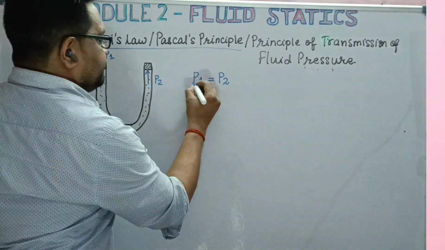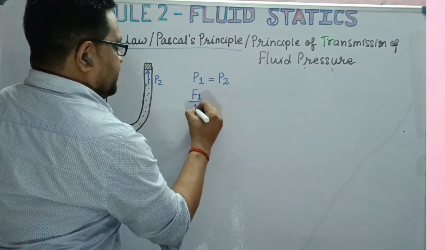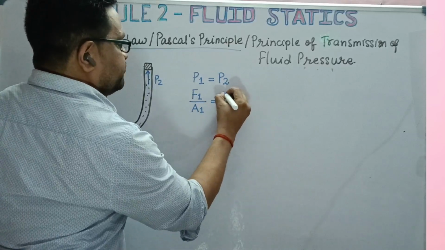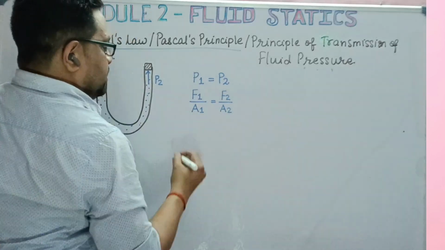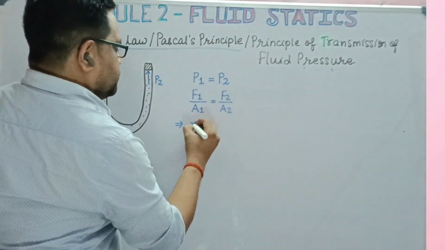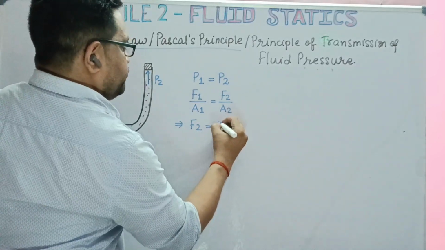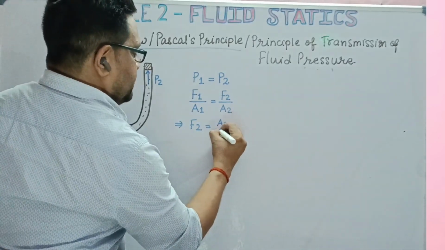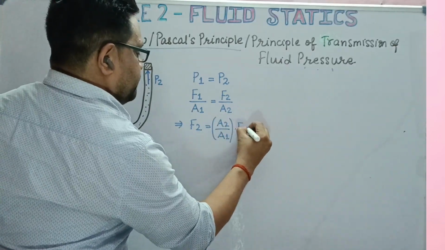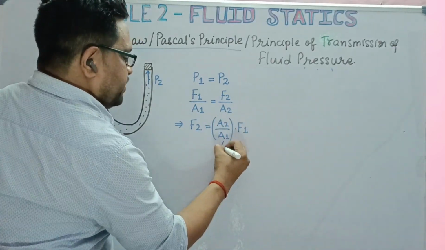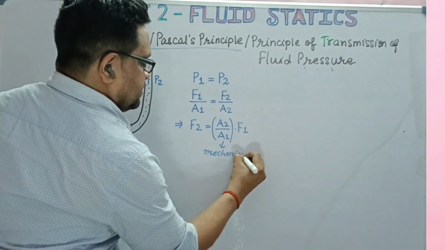Let us say that the force due to this pressure P1 is F1, and the area is A1. So we have F1 upon A1 is equal to F2 upon A2. Now from this we can calculate F2 as F2 will be equal to A2 upon A1 into F1. Now this A2 upon A1 is also named as the mechanical advantage.